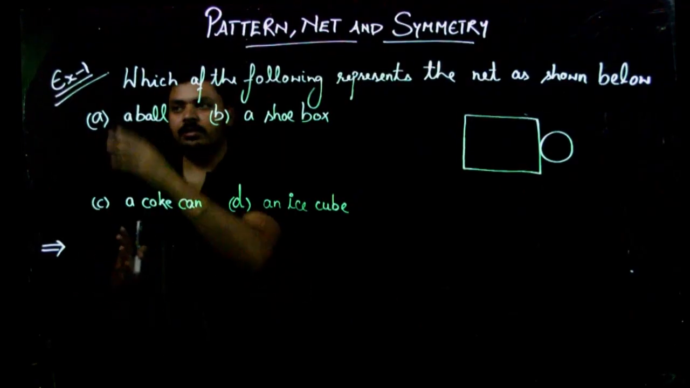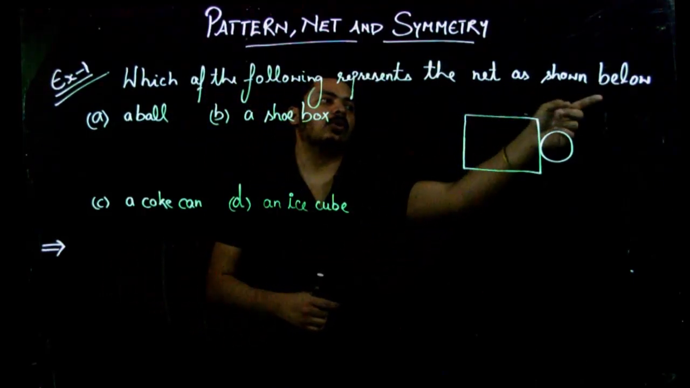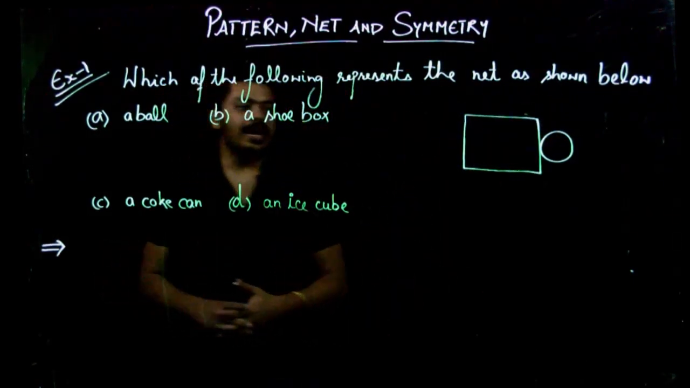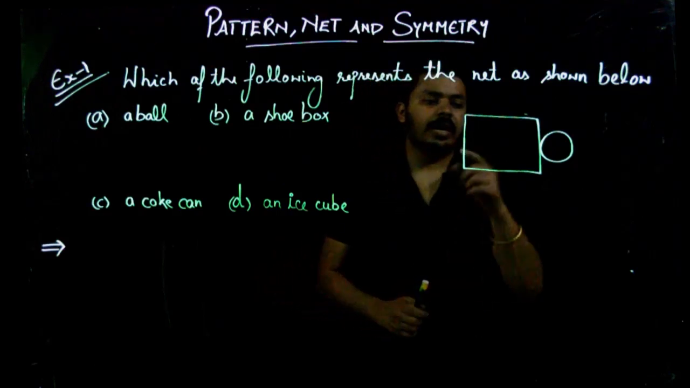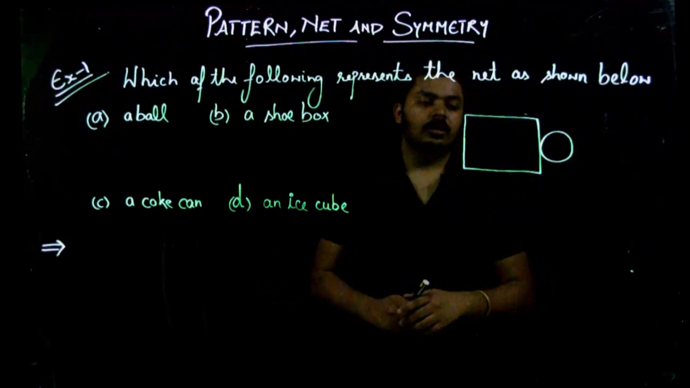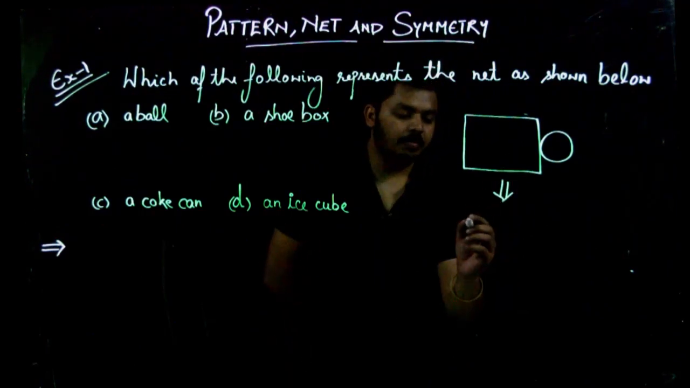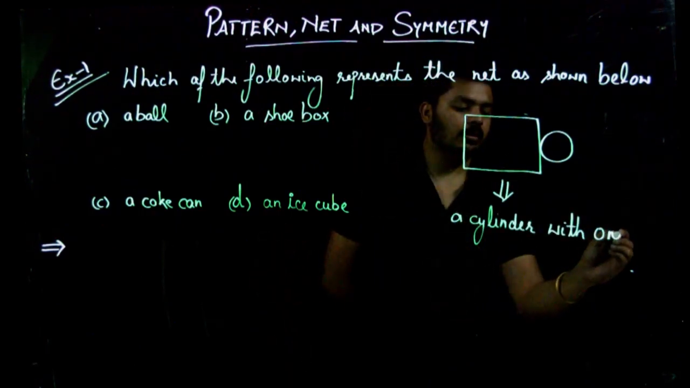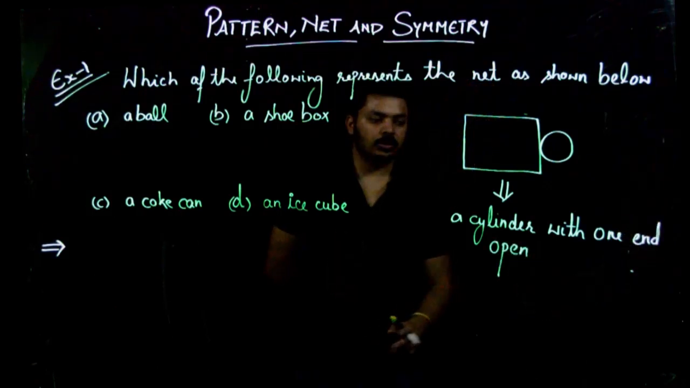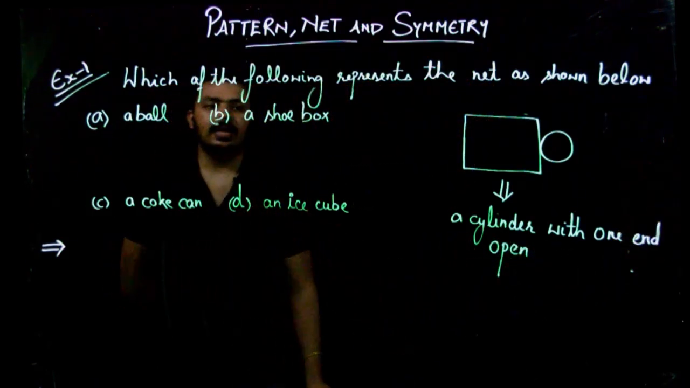So let's look at example number 1. Which of the following represents the net as shown below? So the net here is a rectangle and a rectangle with a circle. Now this net represents a cylinder with one end open. From the 4 options, let's see.